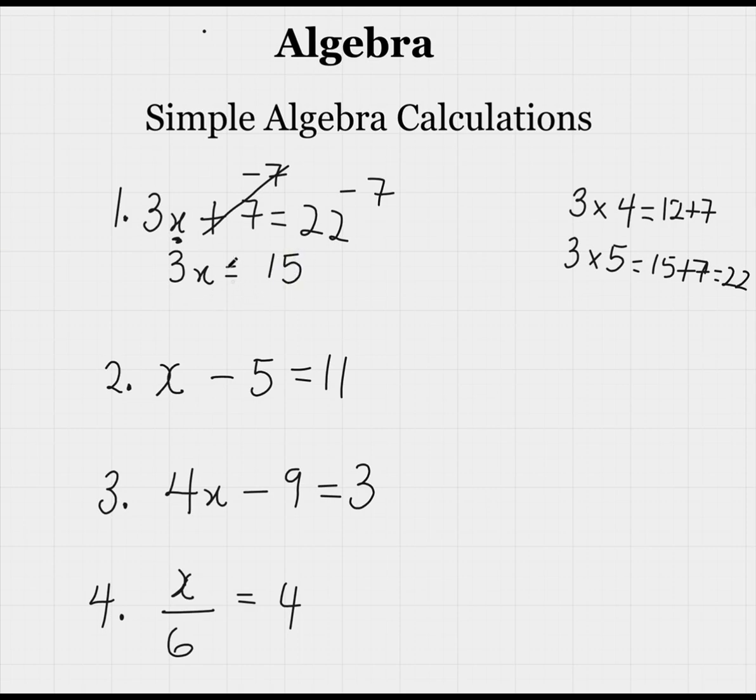Think of a number that when you multiply by 3 would give you 15, and that number is what? 5. Because 3 times 5 is 15.